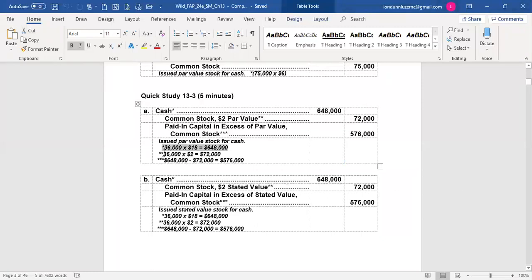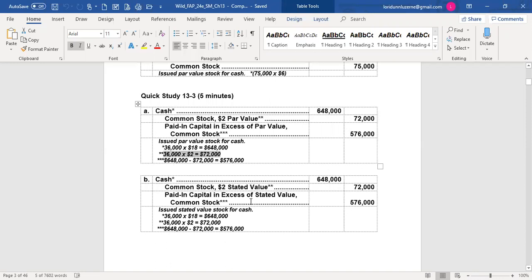But remember, we're only allowed to credit our paid in capital, that common stock account, for the par value of the stock. 36,000 shares times $2 par, or 72,000. Finally, the overflow or the excess that the company received above the par value is credited to the paid in capital account, paid in capital in excess of par value common stock, 576,000.